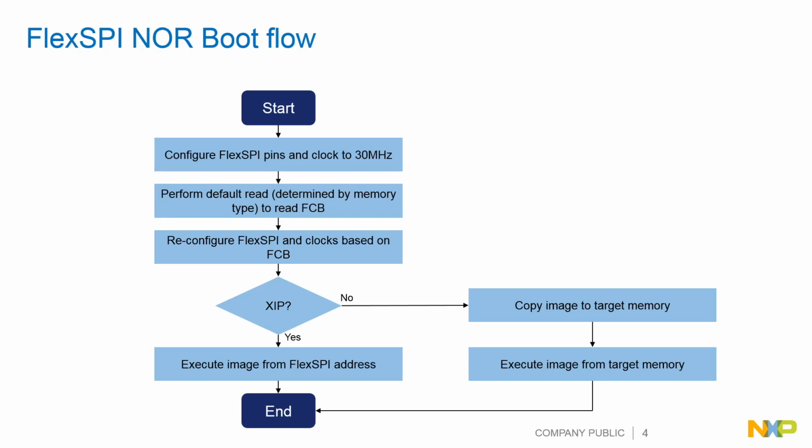Then, the ROM is going to look at the IVT pointers. If the IVT pointer points to a FlexSPI address, the ROM knows that it's an XIP boot where everything's going to be left in place. If the IVT points to a different target memory, the ROM knows it's not an XIP boot, and will copy the image to the target memory as needed. But for the XIP boot, there's no copying. Everything's left exactly where it is, and the ROM will just go to executing the image directly from its FlexSPI location.